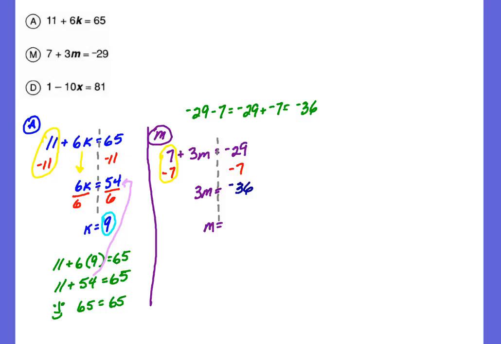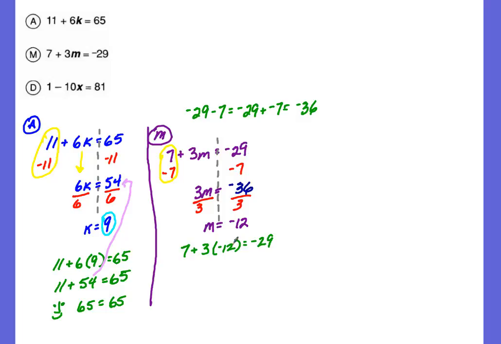So if 3m is equal to negative 36, how much is 1m equal to? Well, let's divide by 3 and find out. 3m divided by 3 is m. Negative 36 divided by 3 is negative 12. And I can prove this to myself by saying, does 7 plus 3 times negative 12 make negative 29?